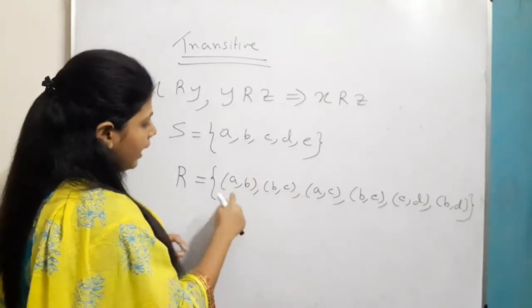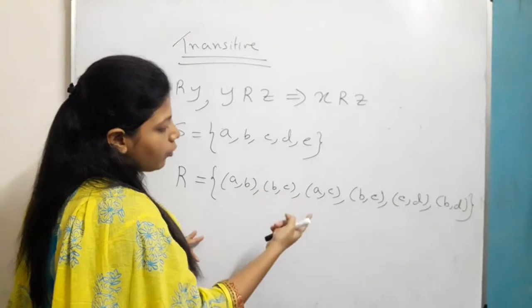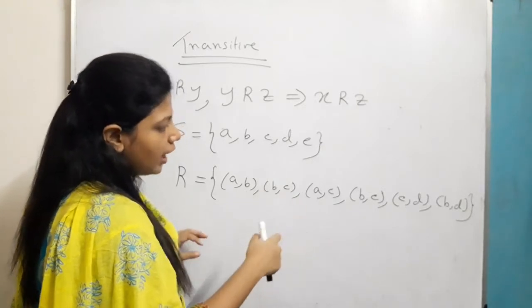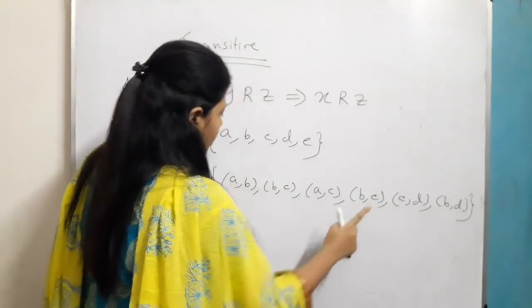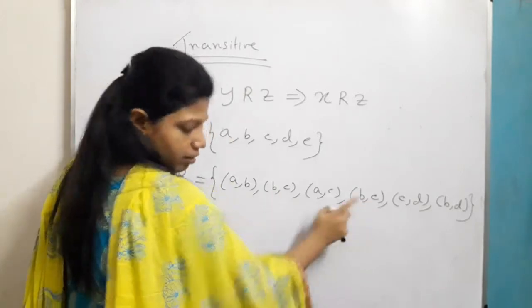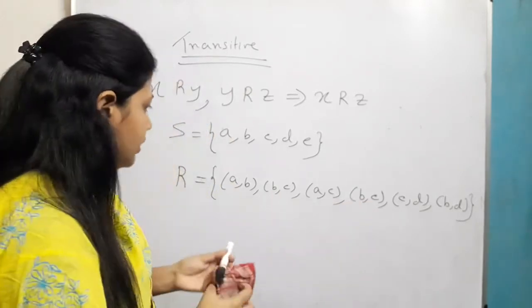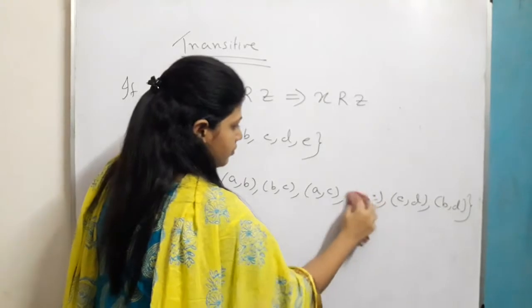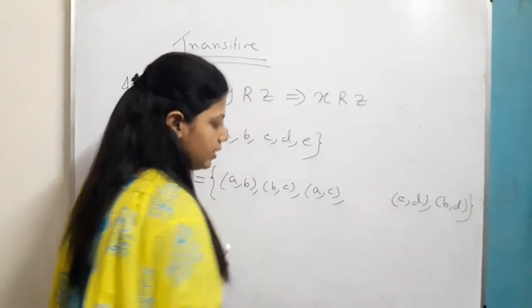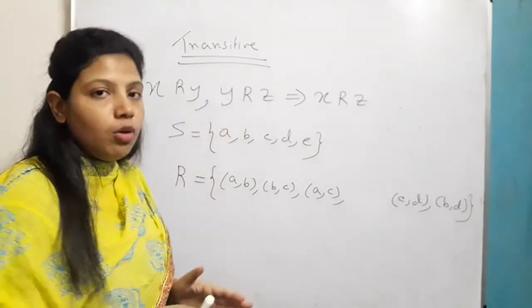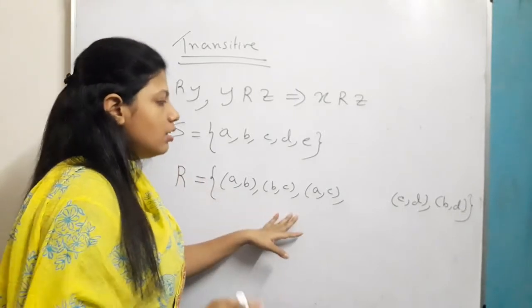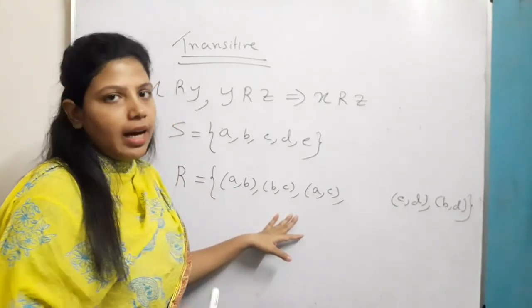AB is there. Now I will find one more element which will start from B. BC is there. Okay. BC is there, so I will not write BC again. This one I will not write, because we know that in one set two identical elements we can't write there.